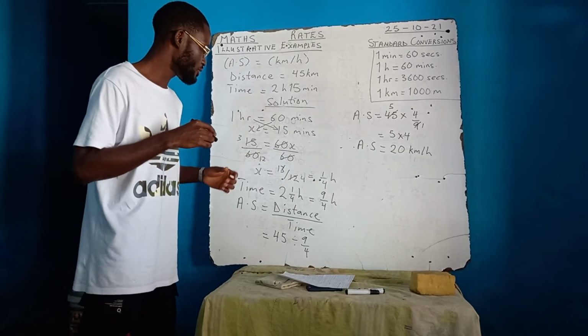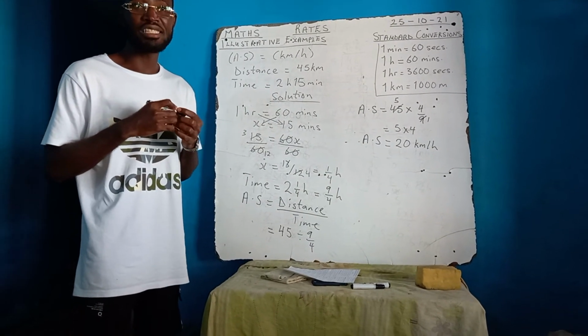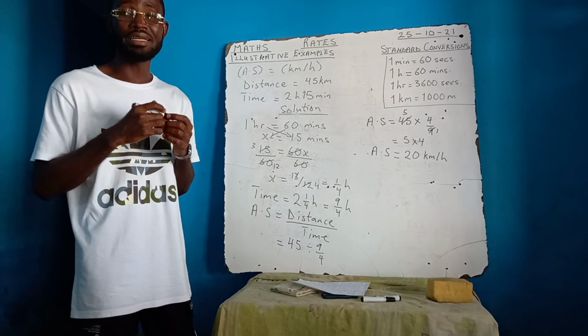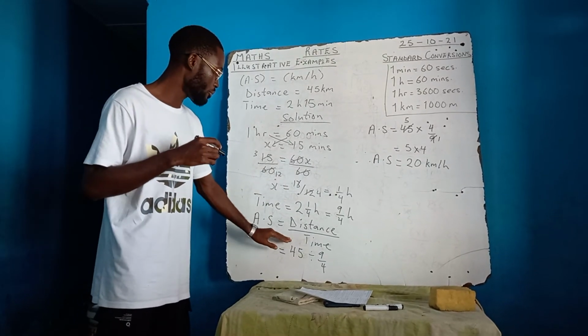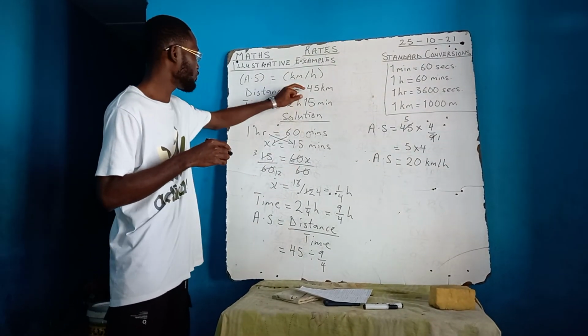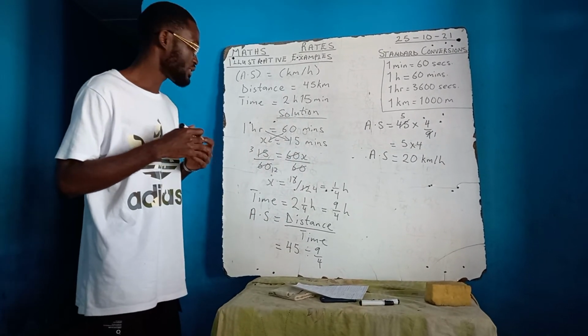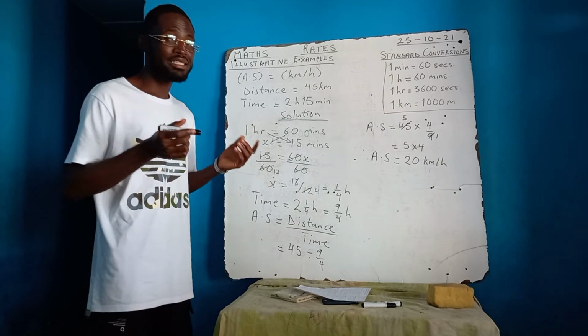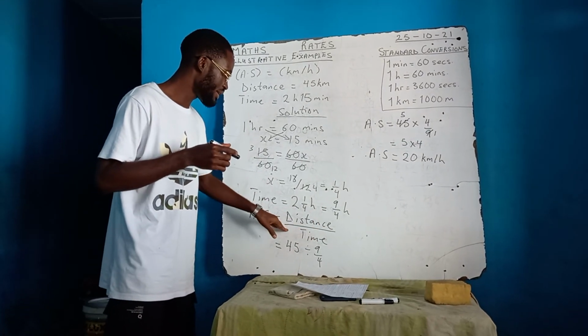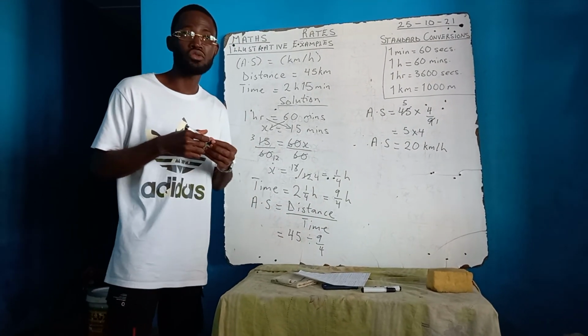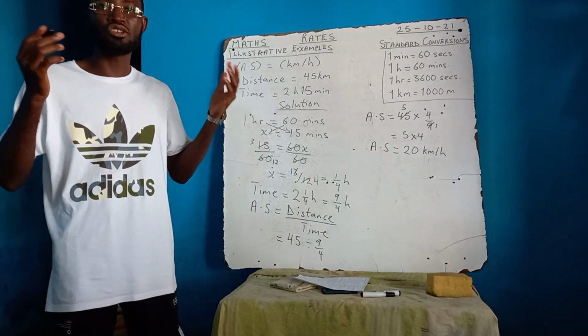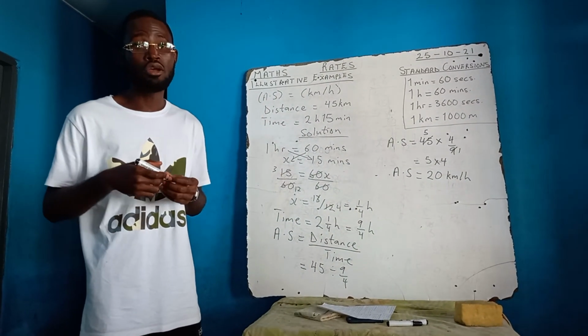And in that sense, we are good to go as in substituting the values of our data into the formula. So we have our distance, which is 45 kilometers, and divided by our time, which is 9/4. And like I said earlier on, I switched the pair to division in order to handle the pressure that the denominator being in the fraction could bring.